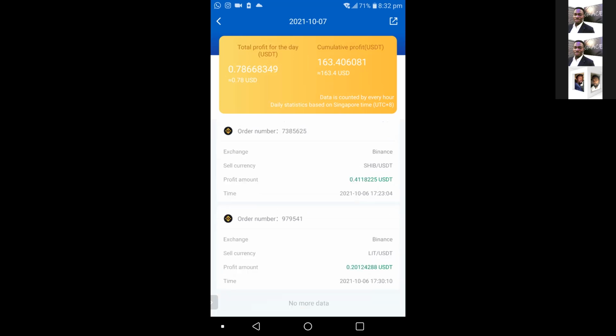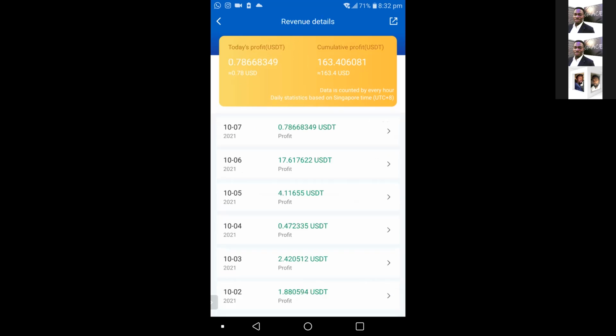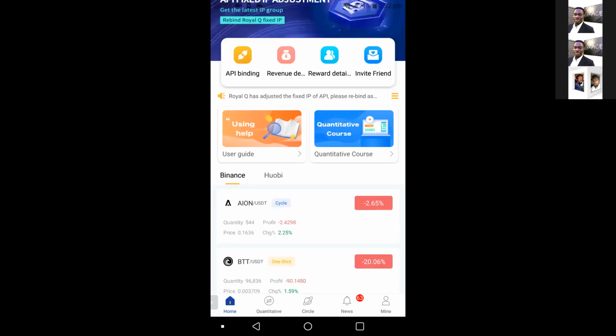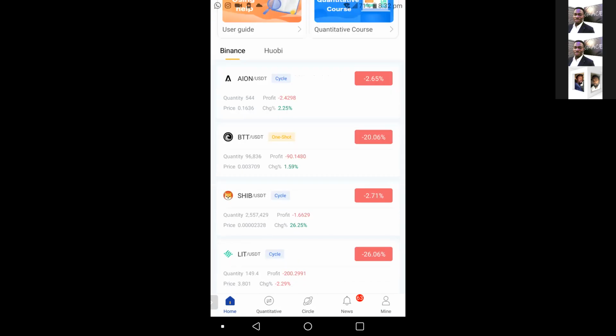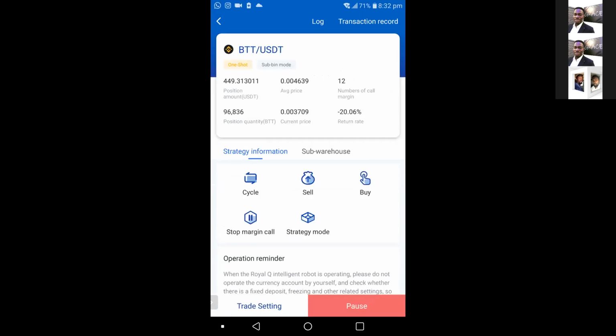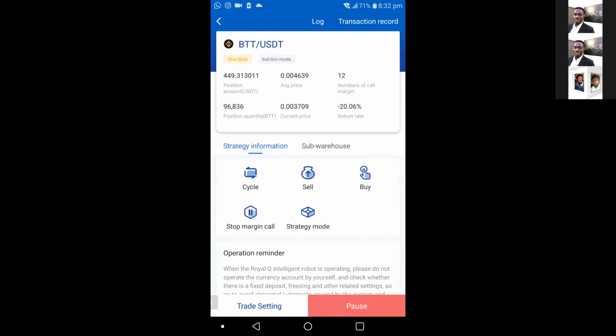Now let's go to the home page so you can see how those coins were really performing. BTT, you can see I'm minus 20. Let me open it up so you see how it is. Now, BTT, if you open a coin, there are some things you need to put into consideration. The trade settings, where you are going to set how you want the trade to go.